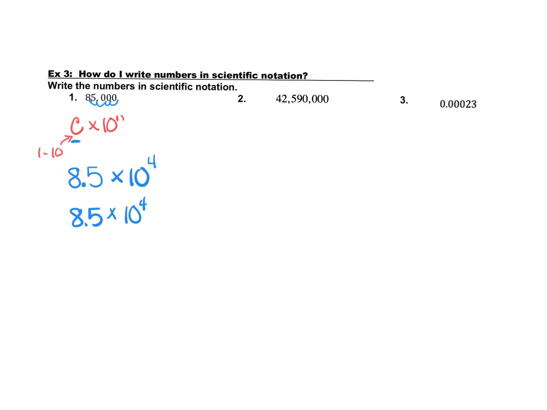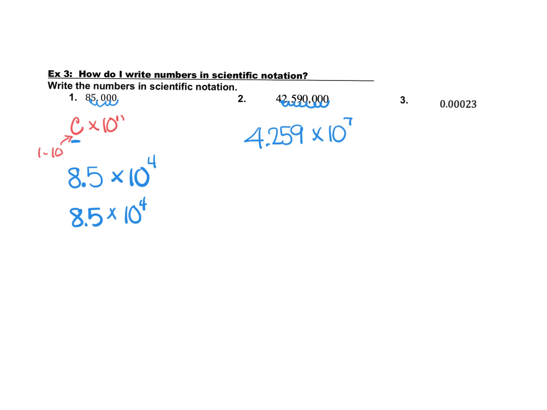And I made it smaller by 1, 2, 3, 4 tens, which then would be times 10 to the positive 4 power. All right, for question number 2, I want you to notice that this number is also greater than 1. So it's going to have a positive exponent. And we're going to place this decimal right in between the 4 and the 2. So we make this 4.259. Now we can drop the rest of the zeros because I do not need those. Times 10 to the, well, let's see here. We said that this is greater than 1, so we know it's going to be a positive exponent. And it also takes us 1, 2, 3, 4, 5, 6, 7 to put it back. And so we would have 4.259 times 10 to the 7th power.